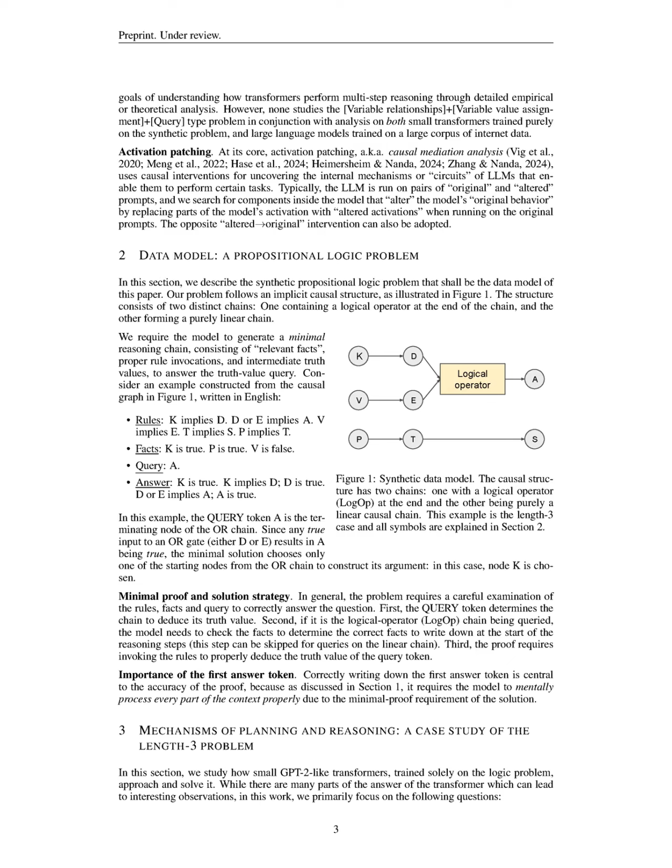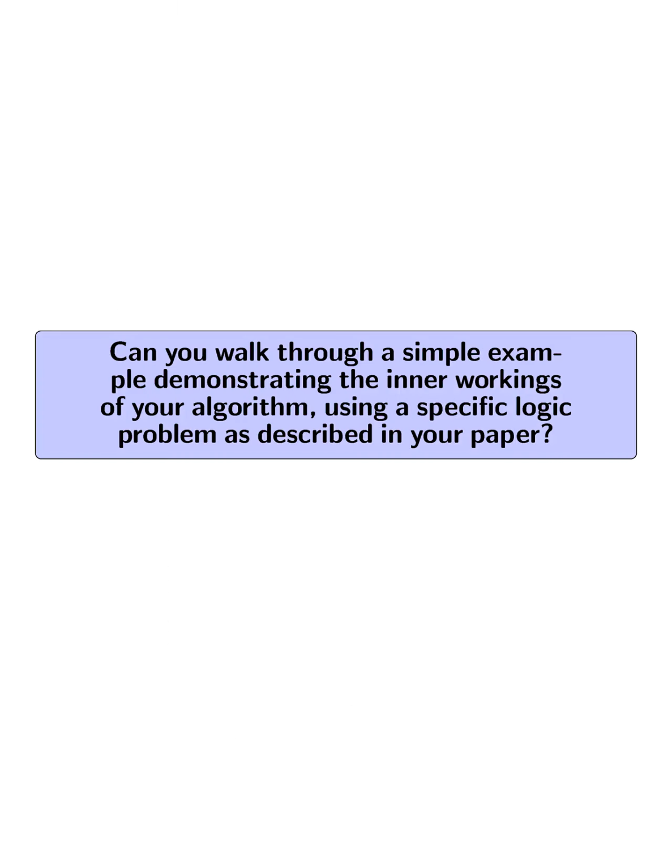This routing mechanism is crucial as it dictates the attention patterns and ultimately the model's output, ensuring that the correct reasoning pathway is followed based on the type of query presented. Can you walk through a simple example demonstrating the inner workings of your algorithm, using a specific logic problem as described in your paper?